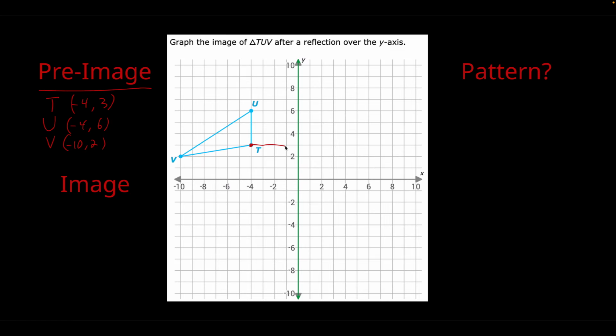So 1, 2, 3, 4 to the reflection, and it says over the y-axis. Okay, so that's a little different. It's just on the axis this time. But again, they give us the line, so no problem. So 1, 2, 3, 4, which means I need to go 1, 2, 3, 4 over. So T prime is going to be located at (4, 3). And then we do the same thing for the other coordinates.